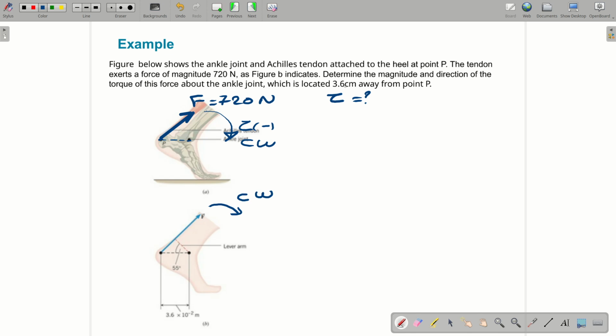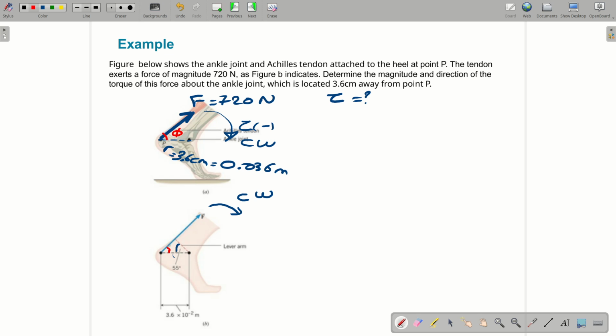The ankle joint is located 3.6 centimeters away. That's R. R is equal to 3.6 centimeters, divided by 100 will be meters, so 0.036 meters. The question doesn't mention it, but the figure shows the angle. This angle is given as 55. But that's not the angle I am looking for. I am looking for the angle between F and R. This angle here, I'm going to call it phi.